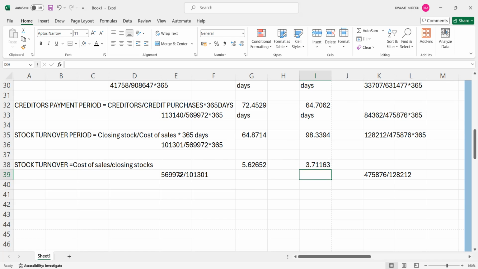In fact, if this was only the credit purchase figure, you can get that, but I think it still looks fine. Okay. So whether you say stock turnover period or stock turnover, they all talk about the same thing.